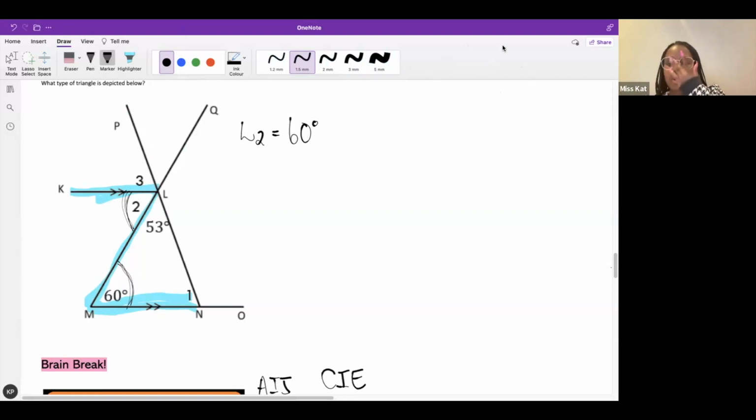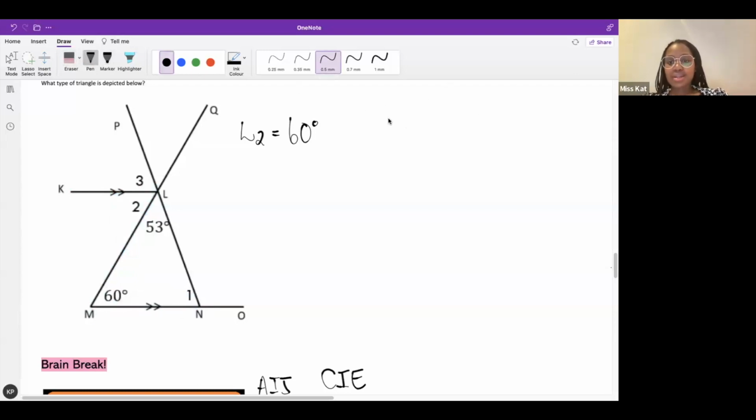Nope. We're looking for the triangle LMN. Okay, let me highlight it. The question is, what type of triangle is this? You must use other methods to find the angles in the triangle, and then tell me what type of triangle this is.